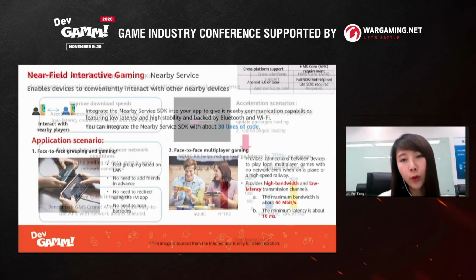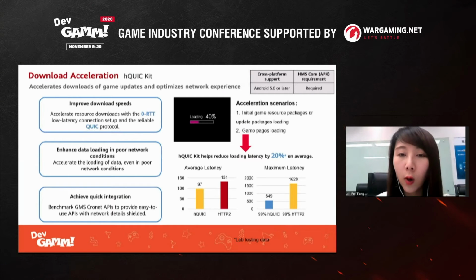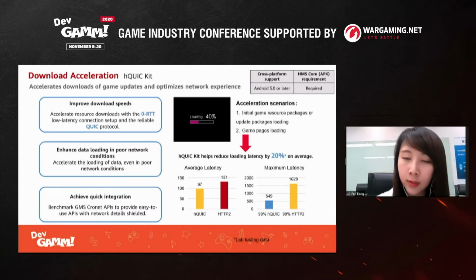HQuick Kit is one capability which could make your game have better patch downloading and page loading speeds. It even works in a poor network connection. In our testing result, it helps reduce loading latency by about 20% on average compared to the traditional HTTP protocol. Yeah, we can see the result on the right side of the screen.